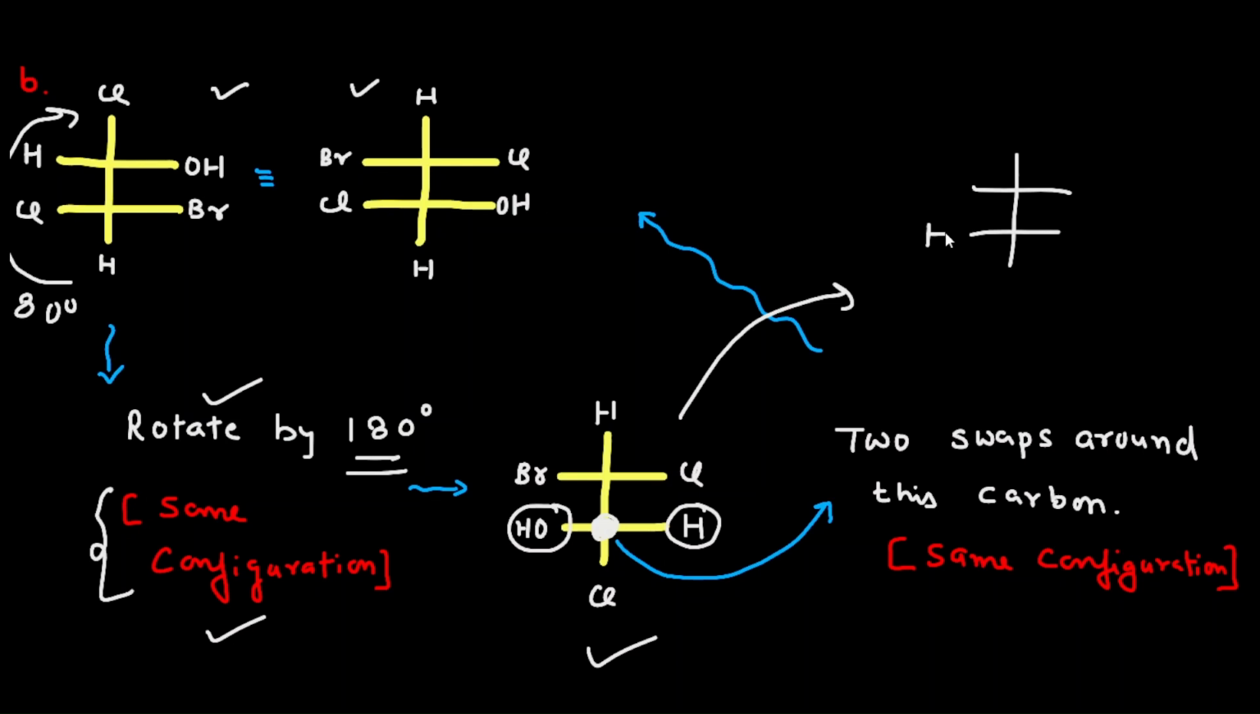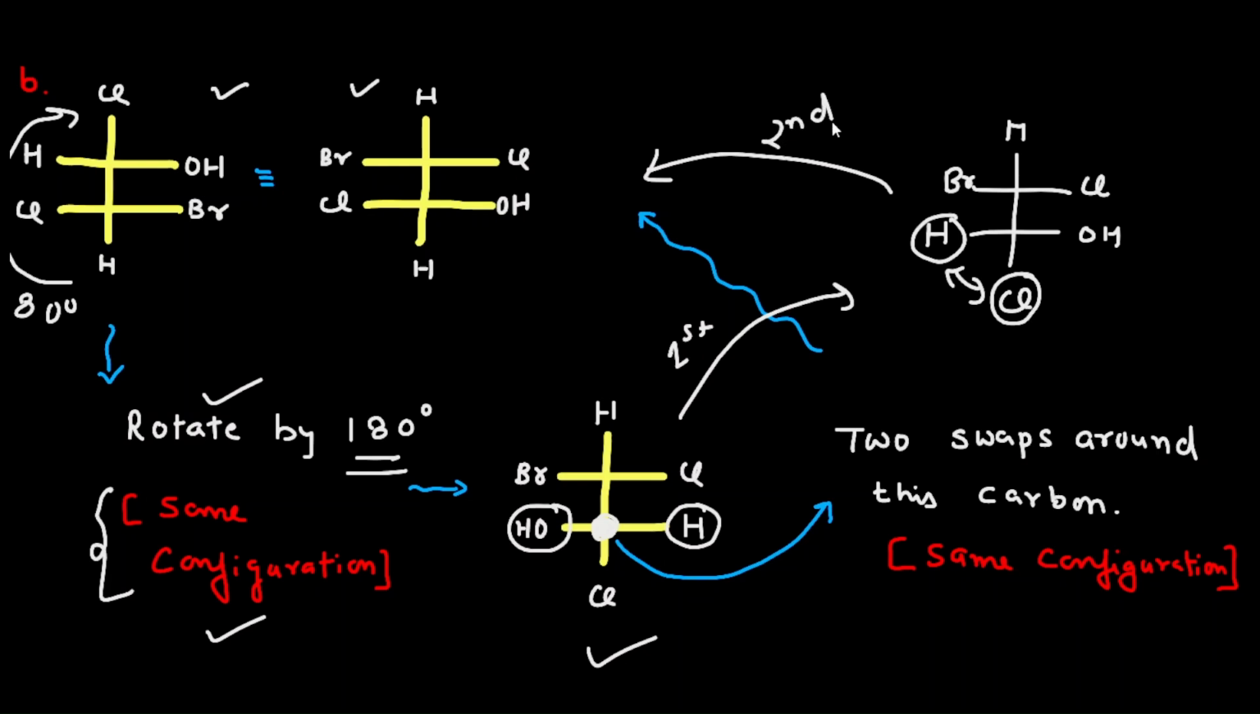H will come here, OH will come here, Cl remains as it is, and here Br was there, Cl and hydrogen. The next I did, I swapped hydrogen and chlorine. So this is the second time. This is the first time I swapped, and the second time if I do the swapping of hydrogen and chlorine, I will obtain this particular configuration.